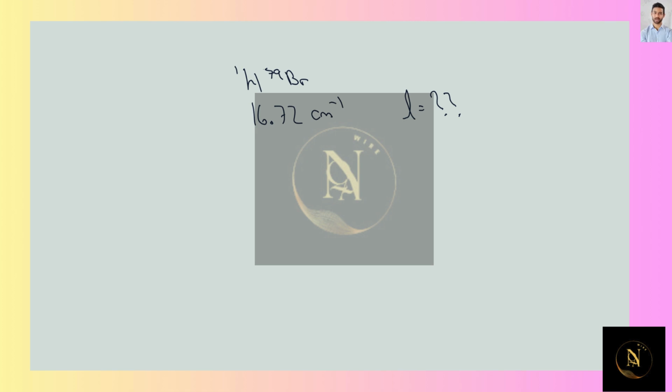Hi, so in this case what we want to know is the bond length between hydrogen and bromine in HBr, given the rotational spectrum that tells us that each of the lines are separated by 16.72 centimeters to the minus 1.